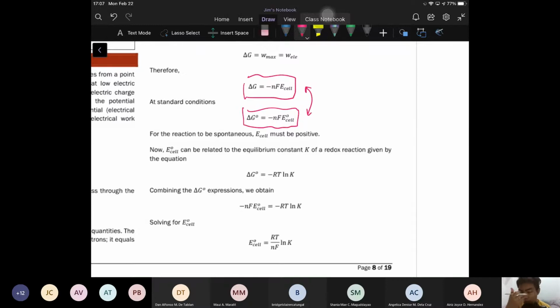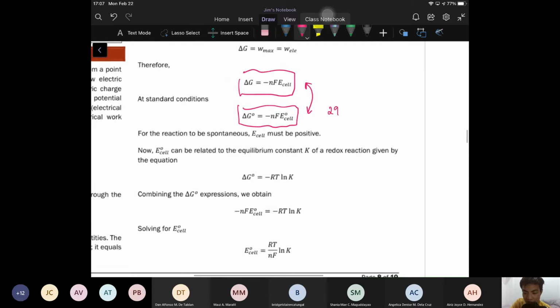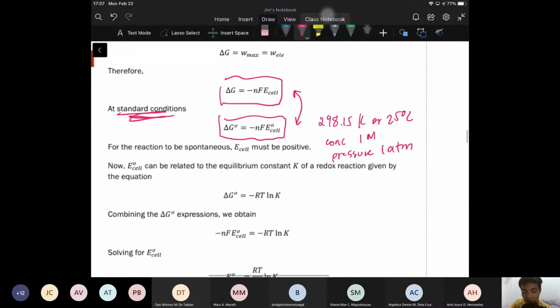Yung isa, standard condition. So, again, paano muli malalaman kapag standard condition? When the temperature is 298.15, okay? So, that will be 298.15 Kelvin or 25 degrees Celsius, and ang concentration ay 1 molar, and ang pressure ay 1 atm. So yan yung sinasabi kapag standard condition. Paki-note na lang. So these two are equivalent. Ito ay standard, ito ay yung general.